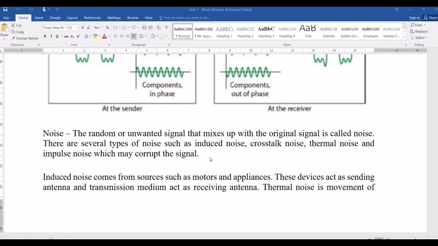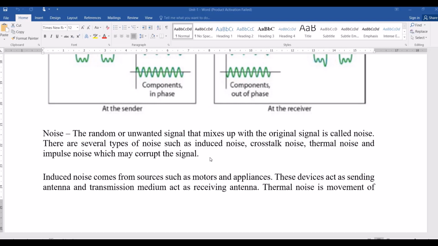The random unwanted signals that are mixed up with the original signals are called noise. Here also I'm talking with a microphone, but beside me there's lots of noise generated from the servers, computers, and outside civil workers. Then it's mixed up with my original voice. This is called noise. Noise means unwanted signals that mix up with the original signals.